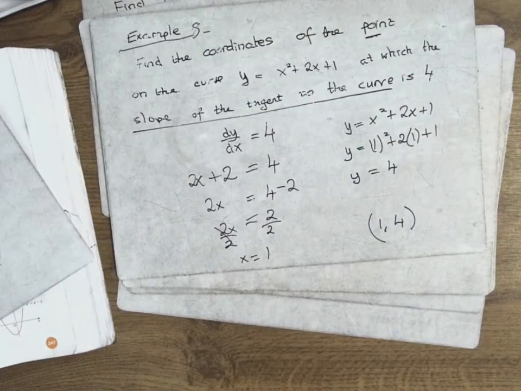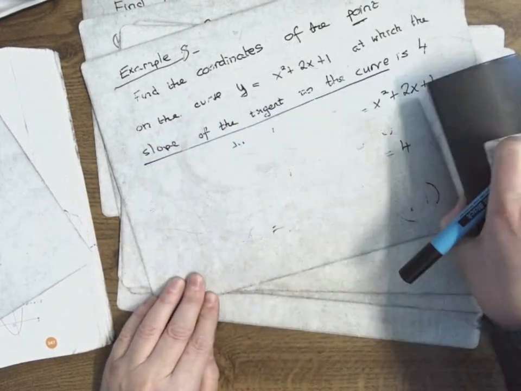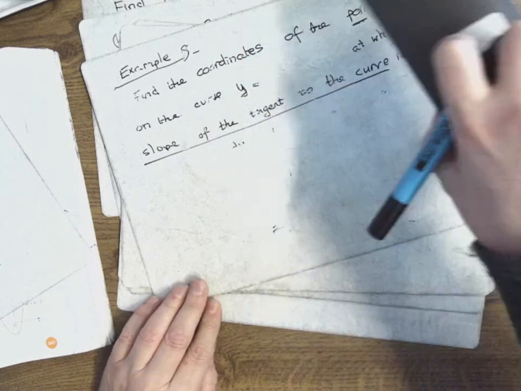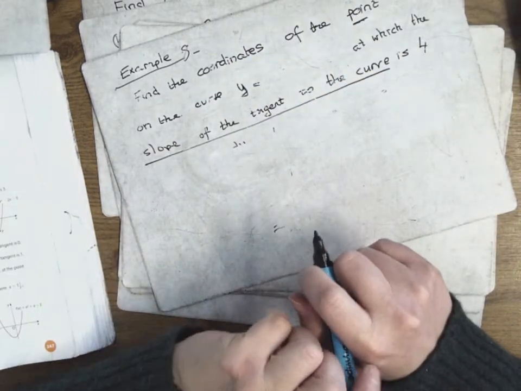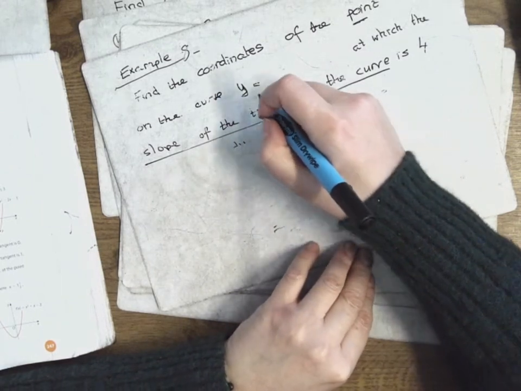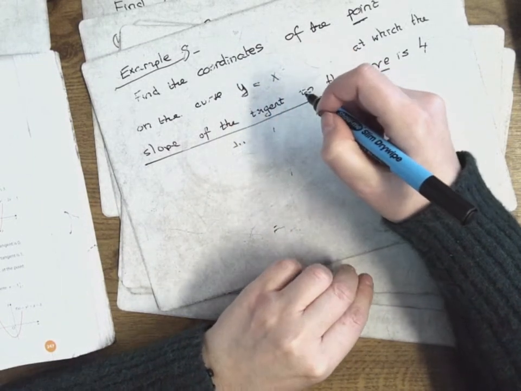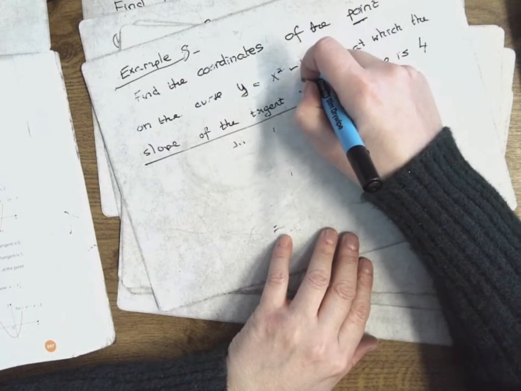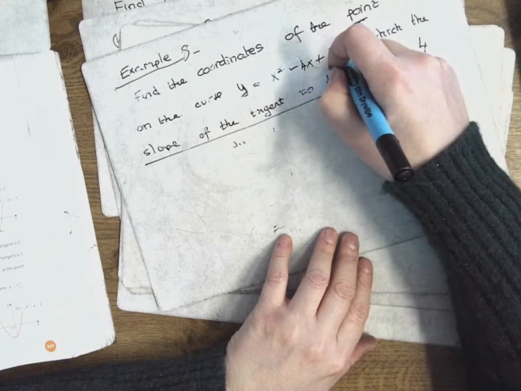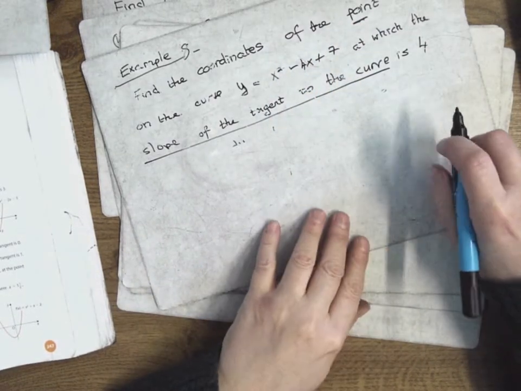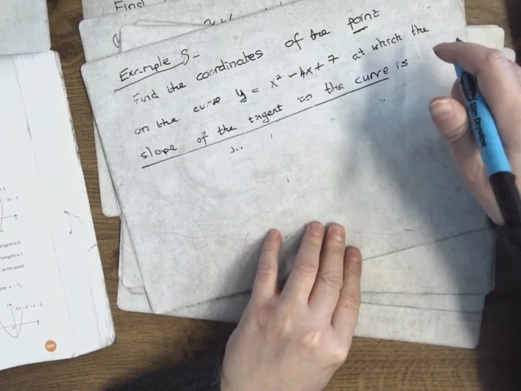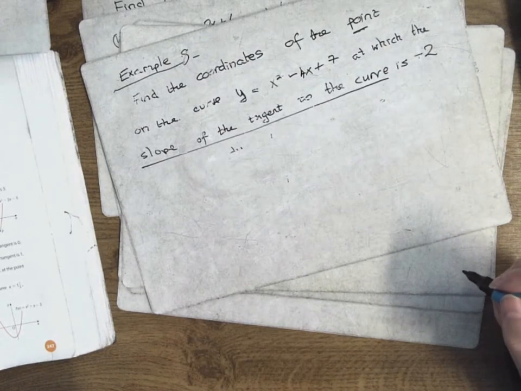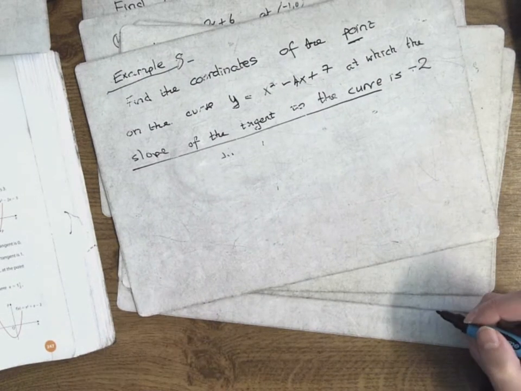So find the example 8. Find the coordinates of the point that's on the curve. Actually, no, I'll go x squared minus 4x plus 7, when the slope of the curve is minus 2. Okay, I'll just check that. Yeah, okay, that's fine.